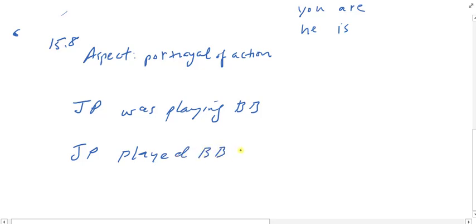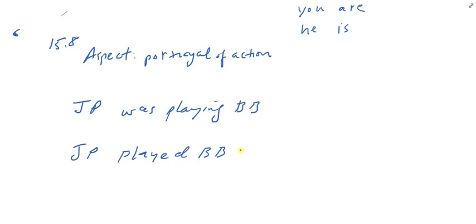Those are both past time actions, aren't they? And notice that his playing basketball is all one thing, but my choice to describe it as JP was playing basketball versus JP played basketball is a choice I'm making on how to portray the action. Okay? So if you hear me say JP was playing basketball, what does that make you think? Well, yeah, and you're conceptualizing that action as something that was continuous or in progress, right?